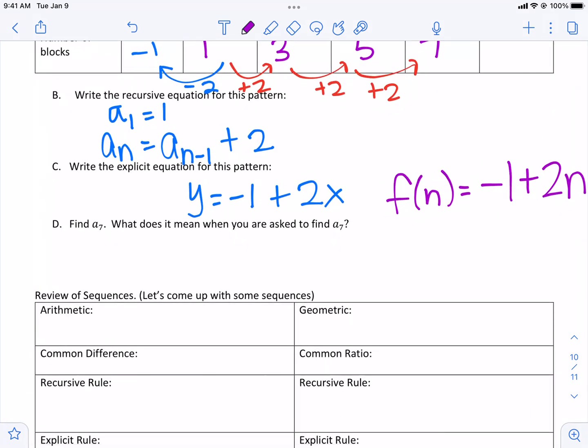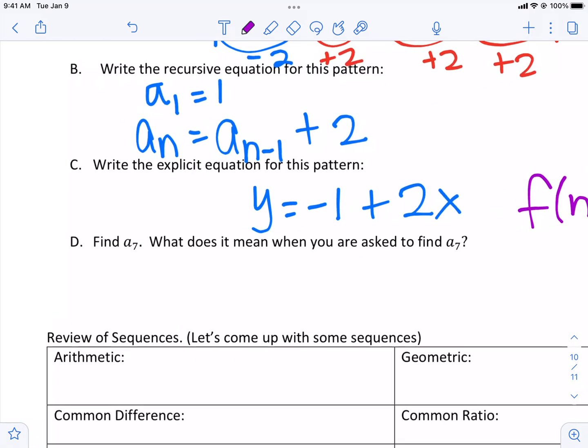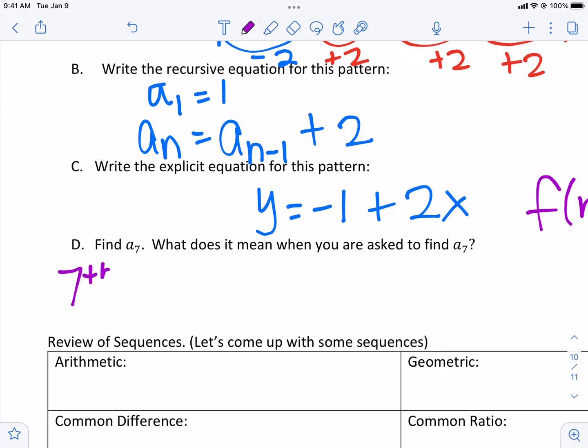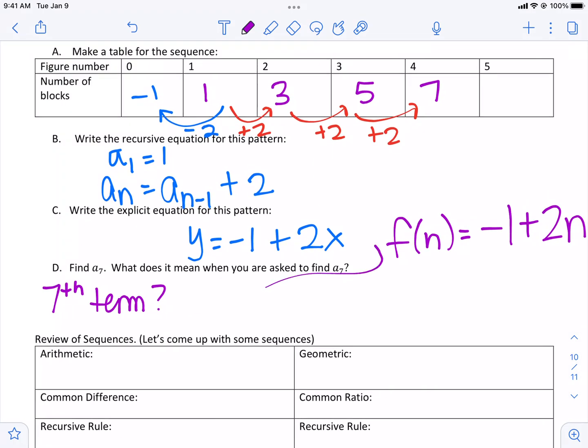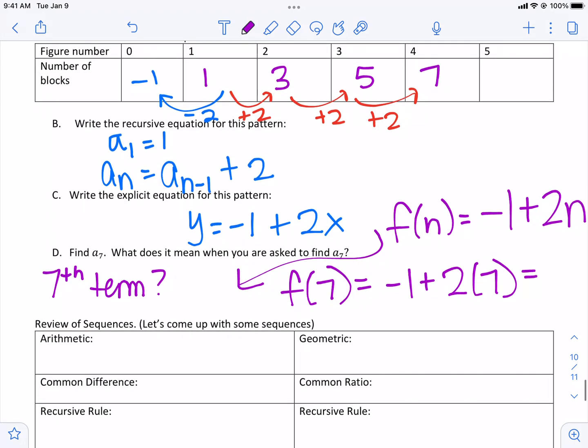And again, what does it mean when you are asked to find a sub 7? It means what's the 7th number in the list, the 7th term, we could say. So I would use the explicit notation instead of just adding 2 every time. So to find the 7th number in the list, it's -1 plus 2 times 7, which would be 13. So a few ways to get that, but that's one way you can plug it in.